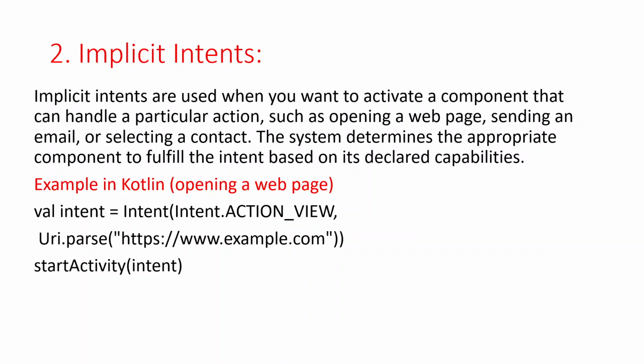Now the second type of intent is implicit intent. Implicit intents are used when you want to activate a component that can handle a particular action, such as opening a web page, sending an email, or selecting a contact. The system determines the appropriate component to fulfill the intent based on its declared capability. Here, I have created one instance of intent, val intent, Intent.ACTION_VIEW, Uri.parse, http://www.example.com, and startActivity with the intent. Let's understand it by giving one example.